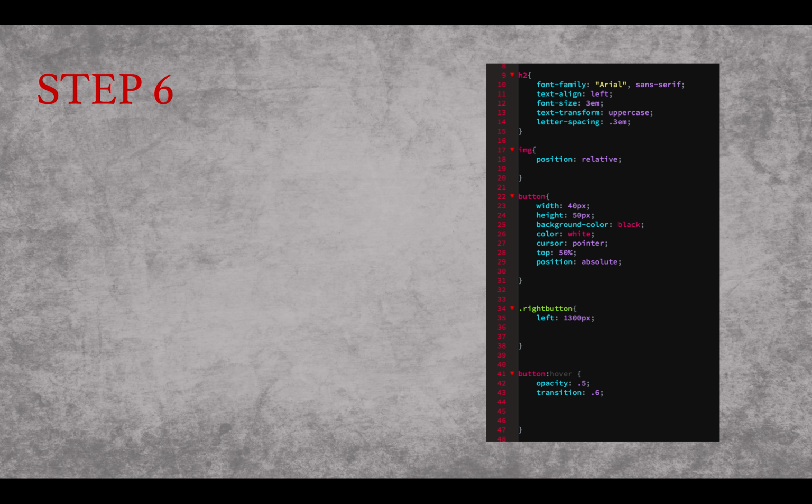I took a few liberties and I put a font family, Arial. I guess I spelled that wrong. I'll have to change that. For my font family for the H2 tag, and then there's a text align to the left, and I made the font size bigger. I put some letter spacing in there, and then I did a text transform to uppercase so that it could be all caps.